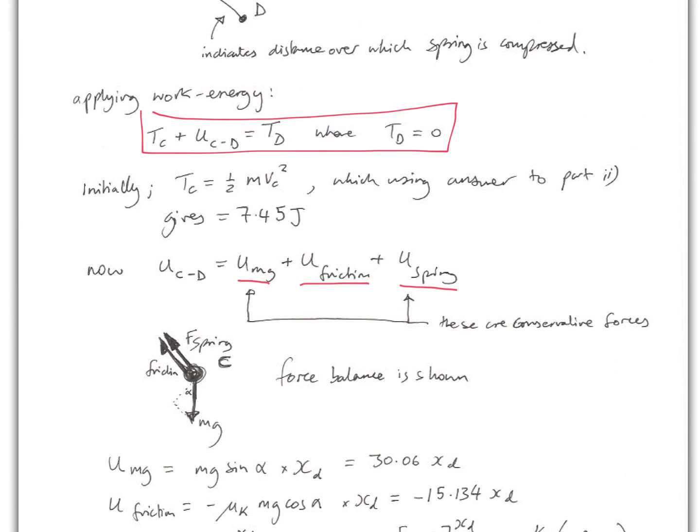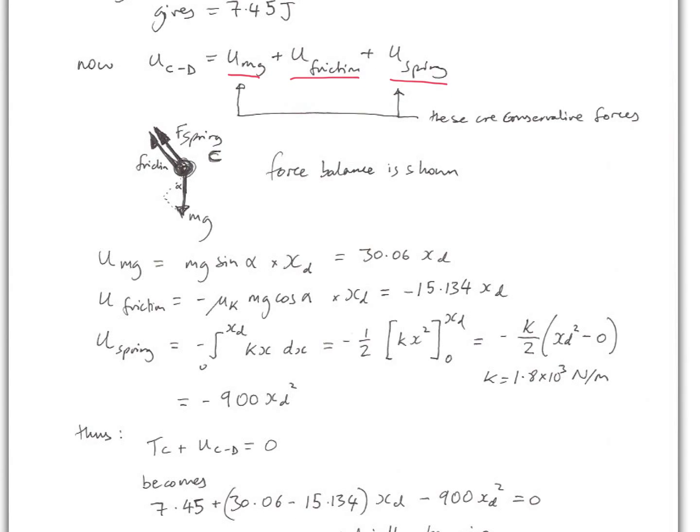So Td is 0, you're left with Tc, which is a value you already have, 7.45 joules, and the work done between C and D. So it's just a matter of defining these three contributions. The work done by the weight is the component of the weight in the direction of the motion times the distance over which the spring compresses, xd. The friction is again times xd times the friction force, but this time it's negative.